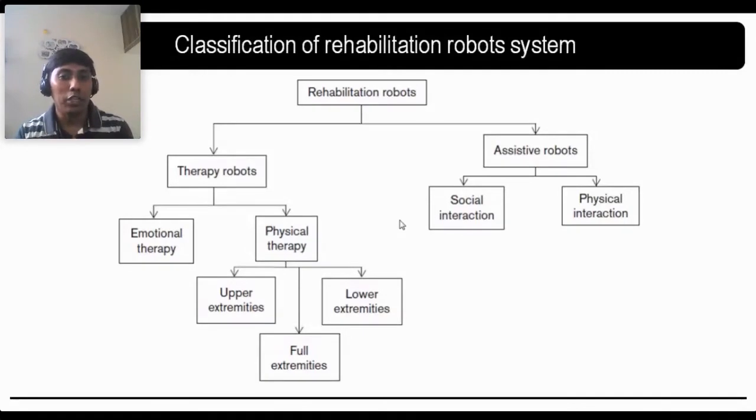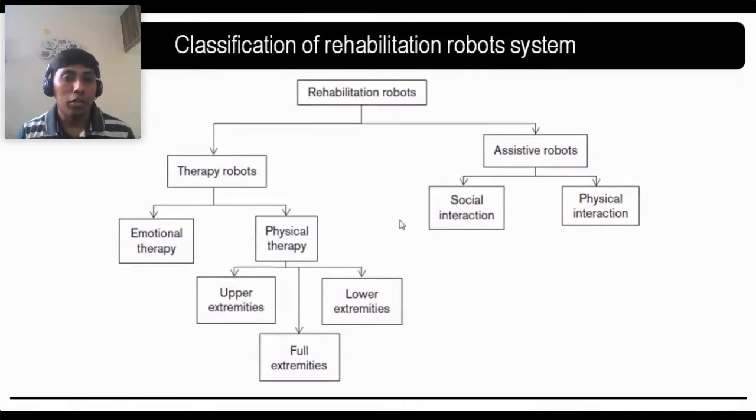When we talk about physical therapy, obviously we are talking about human beings, so the human anatomy will come. Physical therapy can be given to the entire body, which is the full extremity. But usually we classify physical therapy robots into two major types. One is upper body, the other one is lower body.